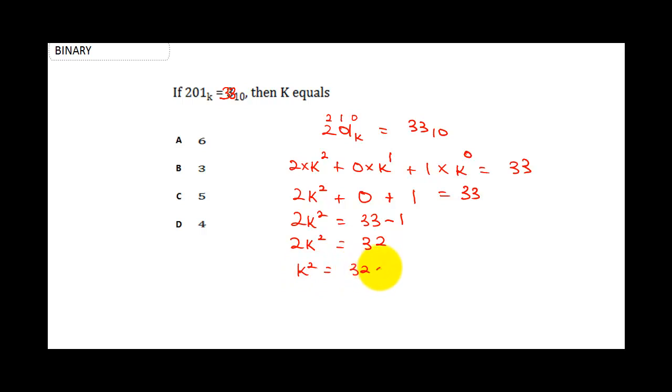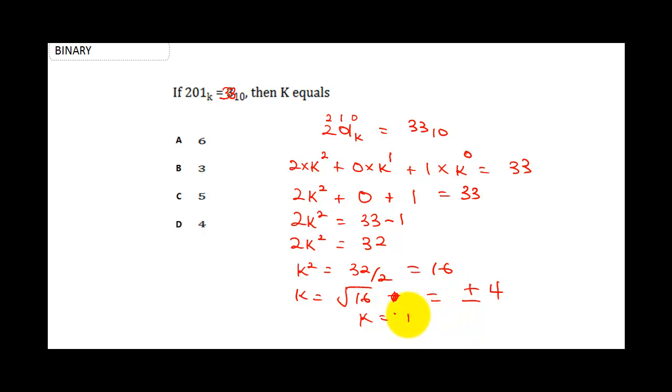So from here, k squared is going to be 32 divided by 2, which is going to give us 16. Now k is going to be the square root of 16. Now this is going to give us positive and negative 4. So we're going to have k to be, since we have two numbers here, +4 or -4, but here you know that our binary number can never be negative.